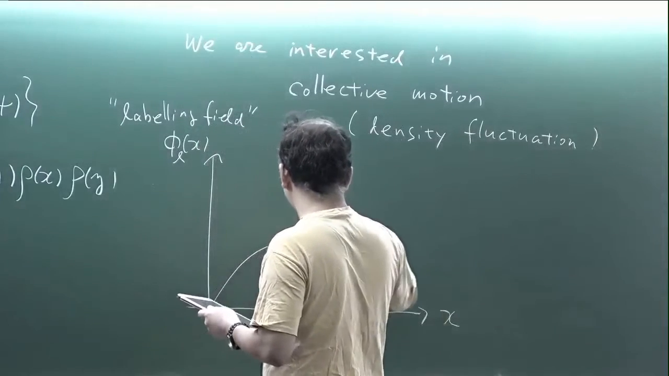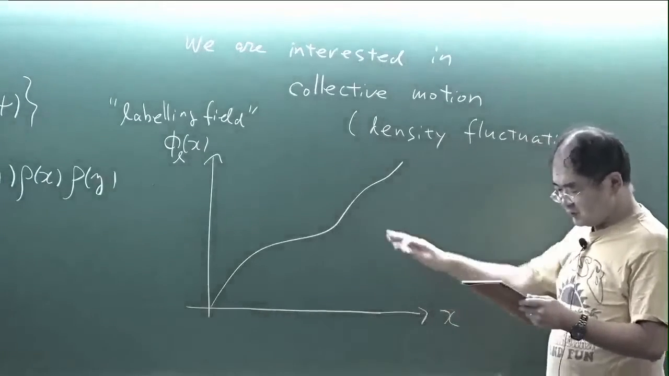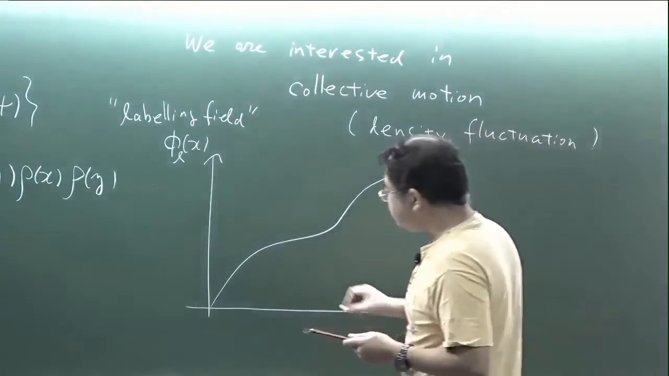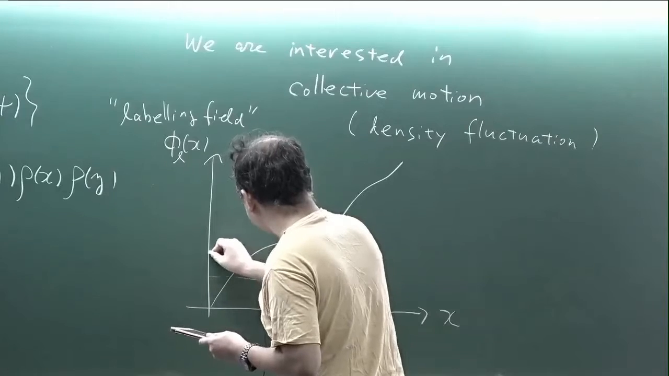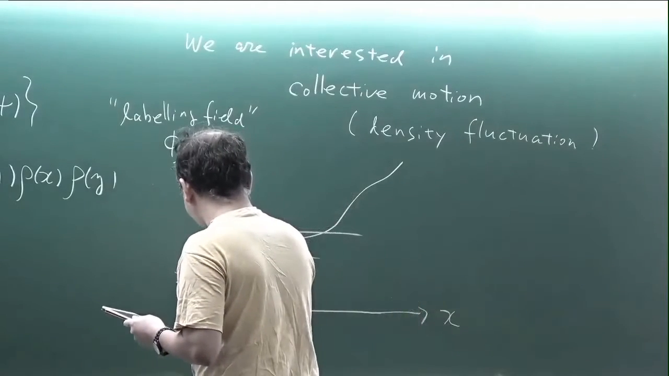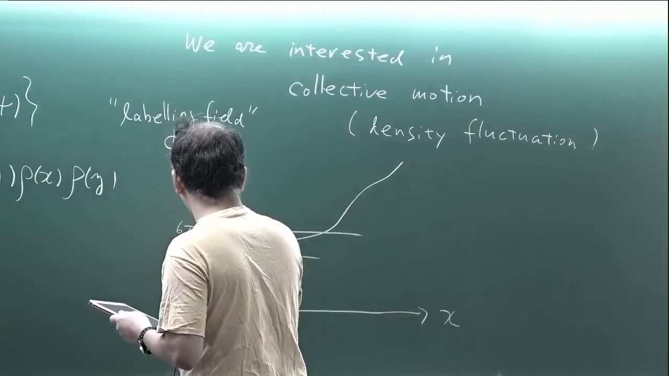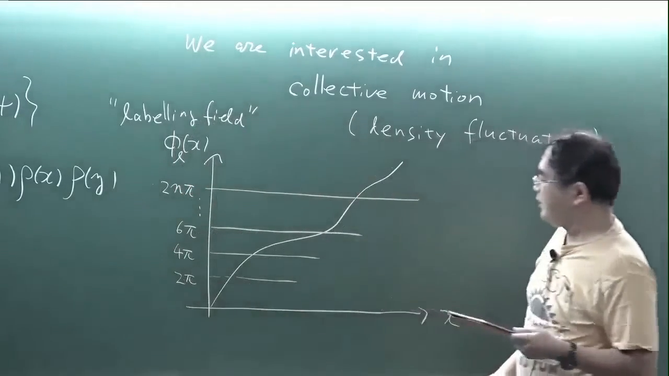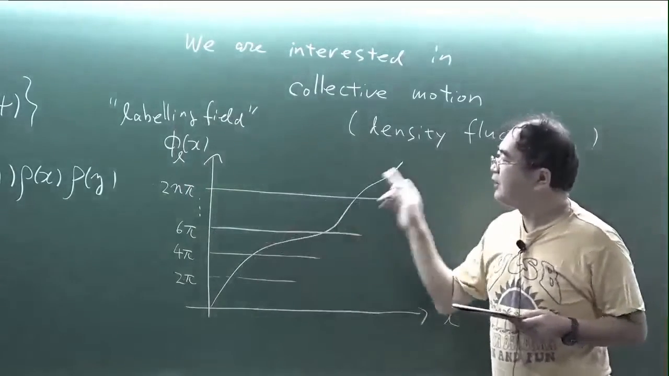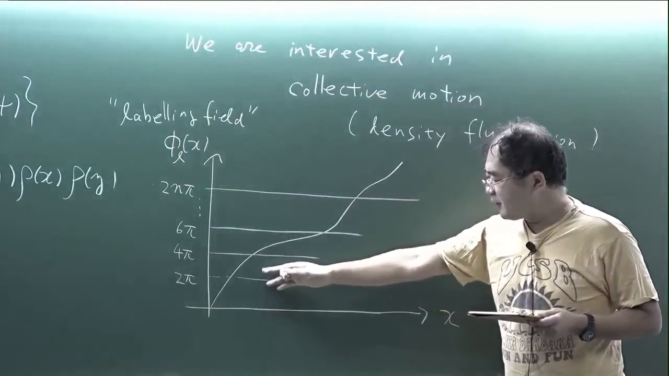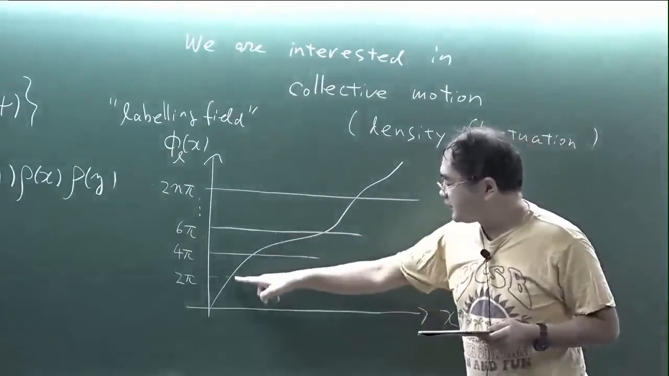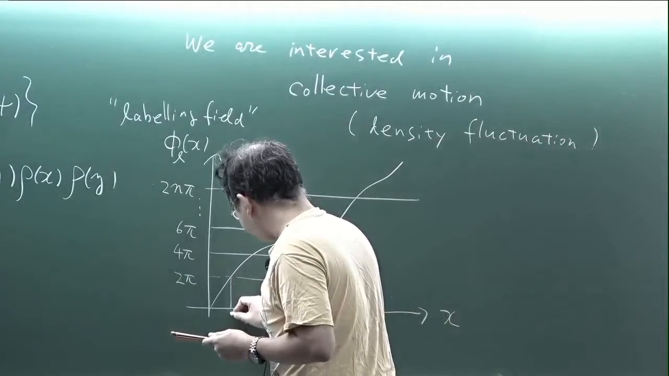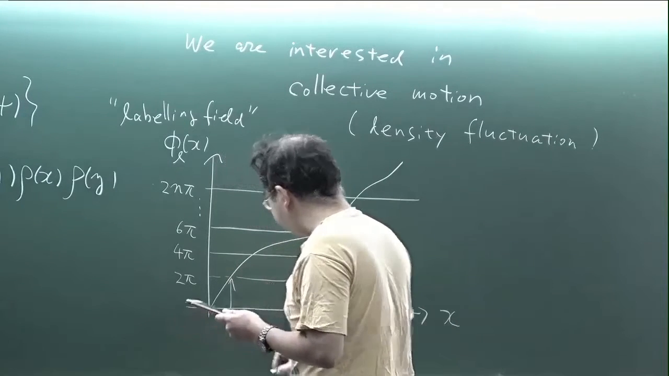And let's say monotonically increasing function, and we look at the intersection with 2 pi and 4 pi, 6 pi, and 2n pi. And once you assume some functional shape of phi L, then this intersects with 2n pi. And this intersection represents the position of each particle.